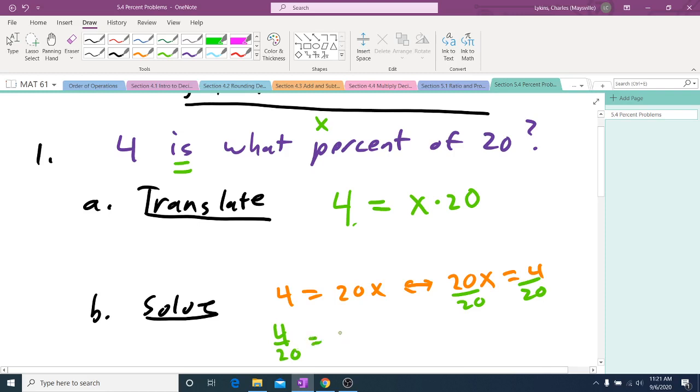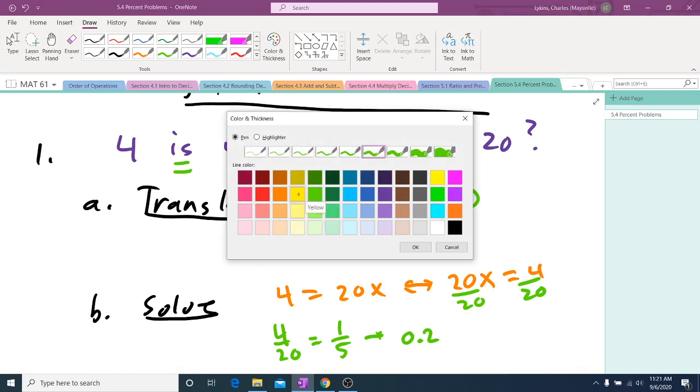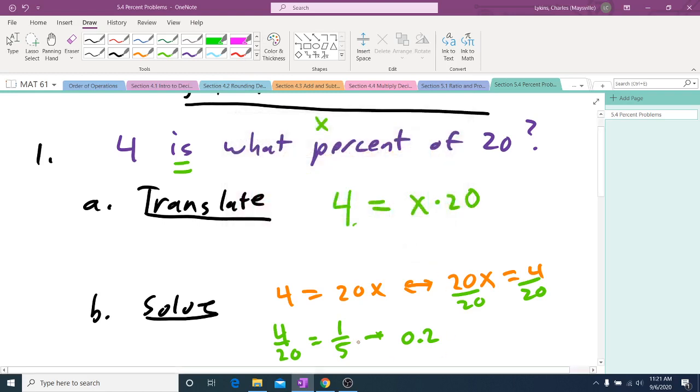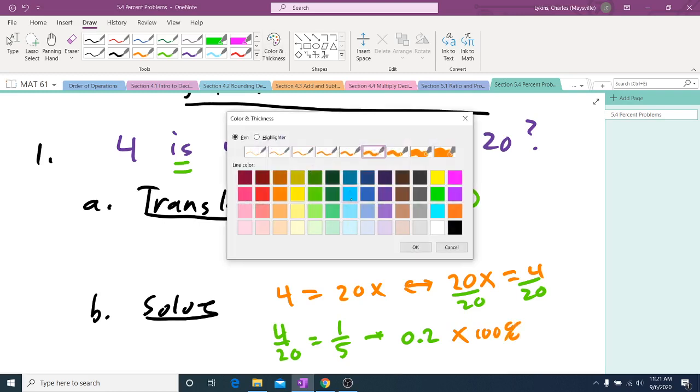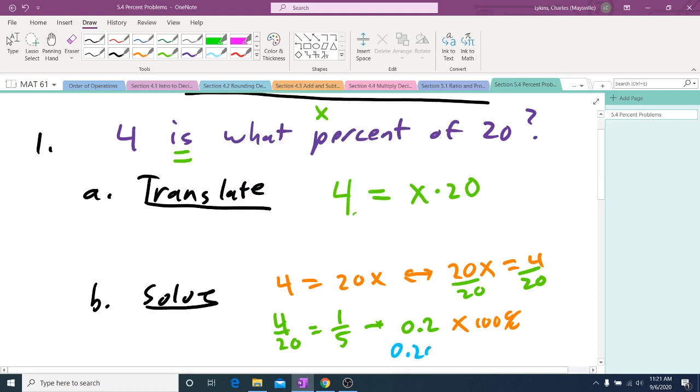Now, 4 over 20 reduces because 4 goes into it. If you put this in your calculator, that is 0.2. But remember, in our previous section, section 5.3, that's a fraction. To put it in a percent, we need to multiply it by 100%. Or you can say 0.2, put a few zeros, move that decimal over 2 positions. So that equals 20%.